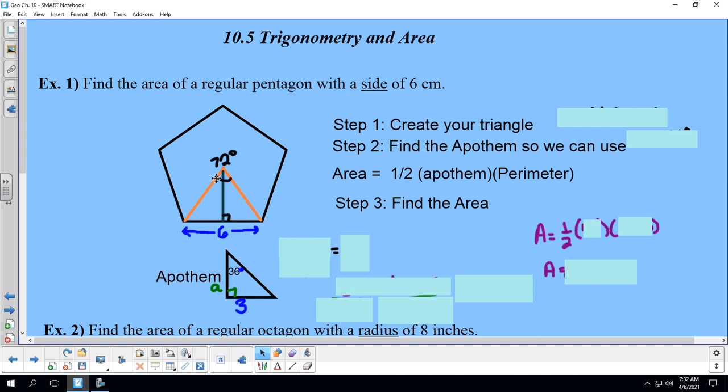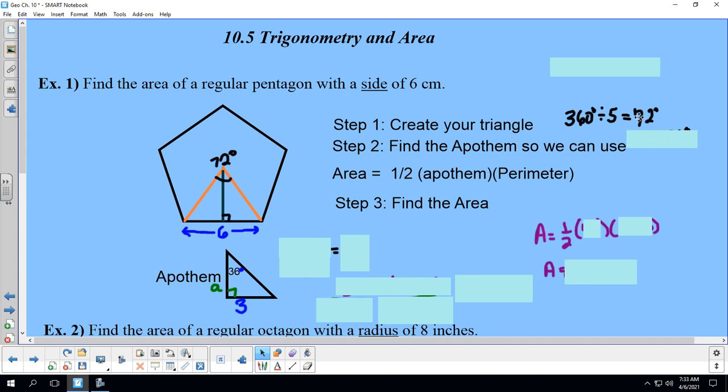And then we can find this angle by taking all the degrees in a circle, so it's 360 all the way around. We know we have 5 sides. A pentagon is 5, so we divide 360 by 5, and we can see that our central angle is going to be 72. Here's the problem. We want a right angle. You can't use trigonometry unless you have a right angle. So we're going to create one for ourselves by dropping down, and in this case it's going to be the apothem. So if you drop down the apothem, it's always going to make a right angle.